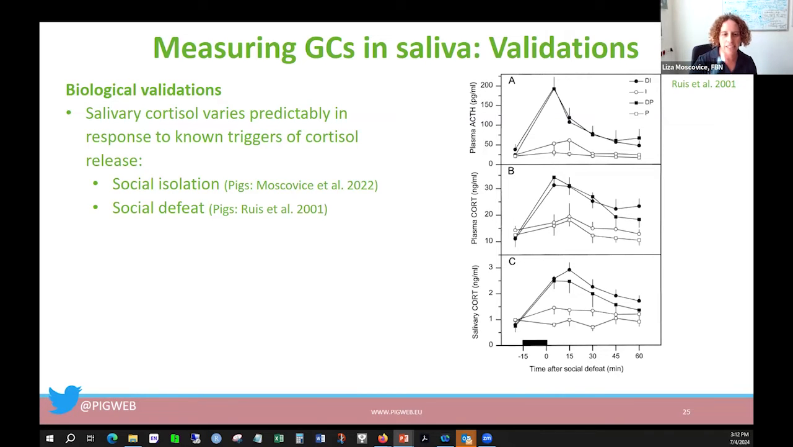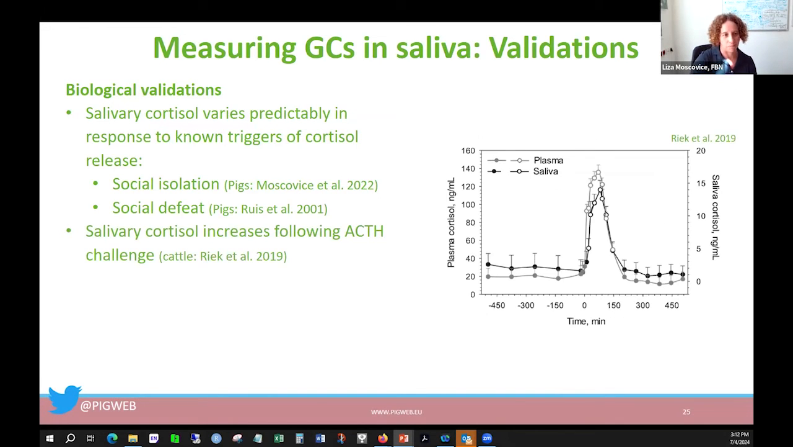So you have coordinated increases in cortisol in all of those matrices, and then a gradual return to baseline over about an hour. That's a really nice indicator that yes, what we're measuring in saliva is also reflecting what's happening in plasma. And we also can look at cortisol concentration changes in saliva in response to exogenous cortisol agonists that we're administering.